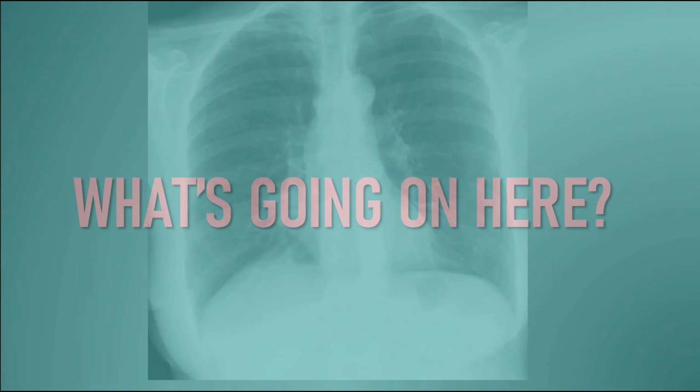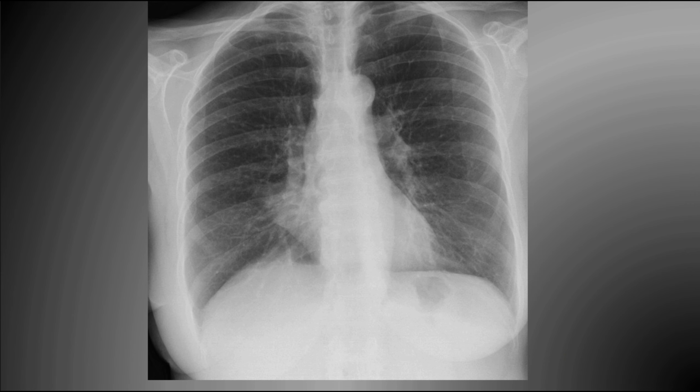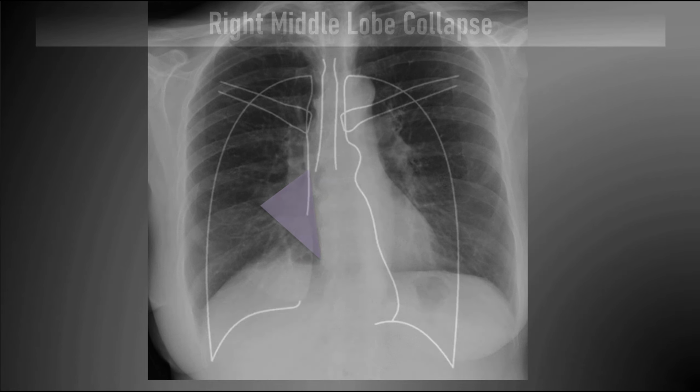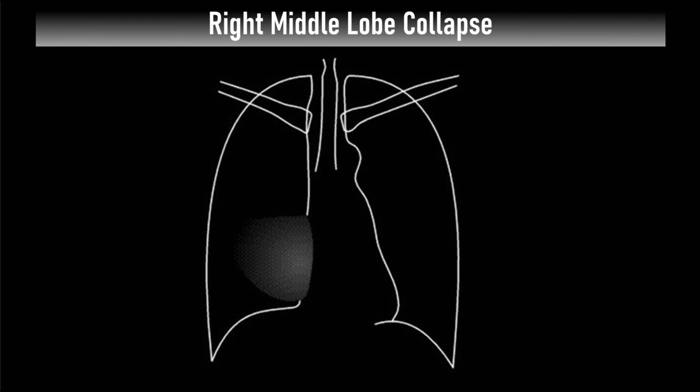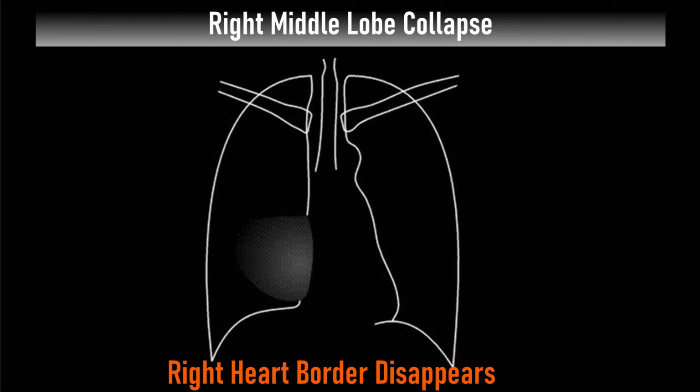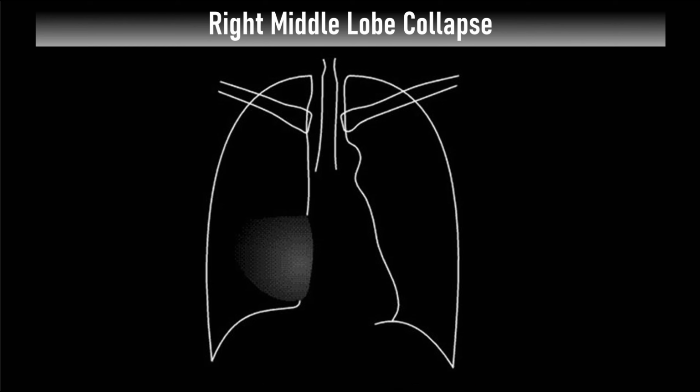What about this picture? Again, pause for a minute and concentrate on all the structures that you're aware of. What's quite apparent to me on this picture is that I can't see the right heart border. There appears to be an opacity that's triangular in this region. And this is diagnostic of right middle lobe collapse. It's that right heart border that disappears. It can be tricky to see, and it does require a trained eye.